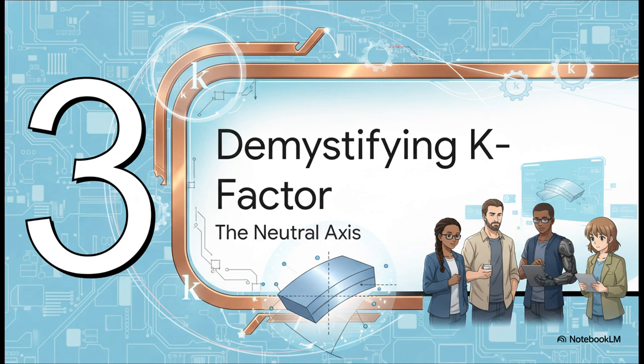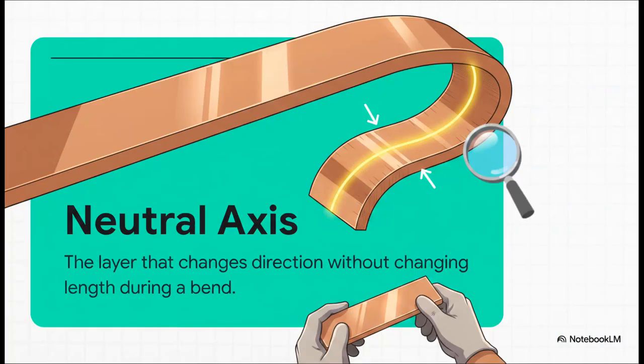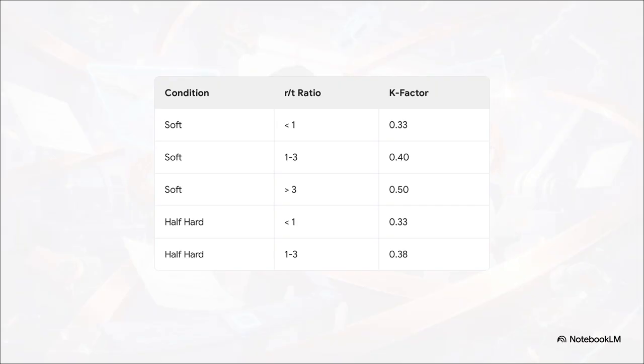All right, Section 3, demystifying the K-factor. So to really understand the K-factor, you first have to wrap your head around the neutral axis. When flat copper bends, the inside face of the curve physically compresses, right? And the outside face stretches. But right dead in the middle between them is this magical layer that simply changes direction without changing its length at all. And that, my friends, is the neutral axis. Now here's where it gets really interesting.